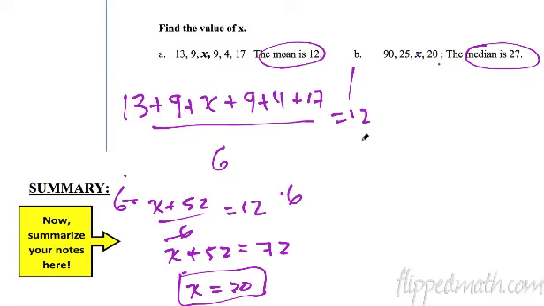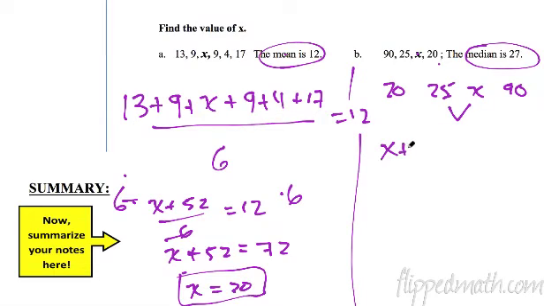For part B, all right, we have a median here. So the median's in the middle, and notice that 27 is higher than that 25. We have a 20, 25, and 90. So let's put the numbers in order. 20, 25, some number, and then a 90. All right, so there is an even number of numbers here. So the middle two numbers will add up and average to that 27, that median.